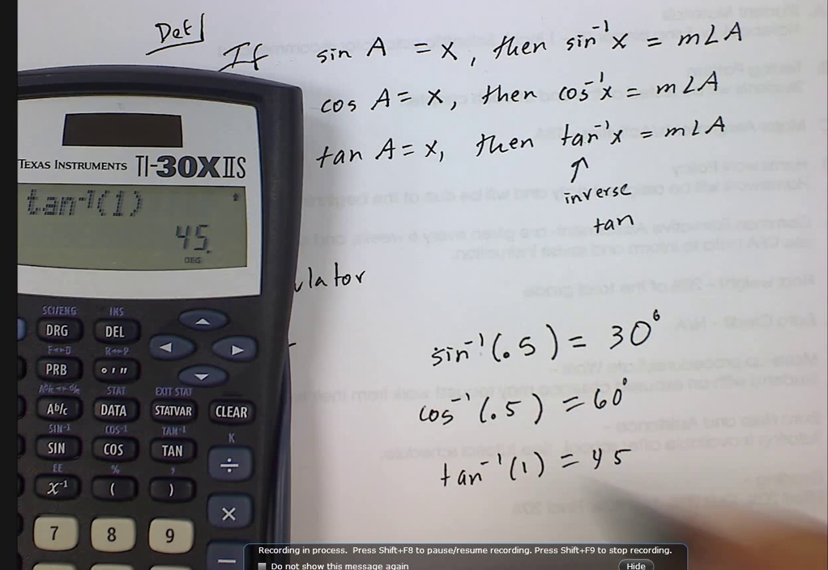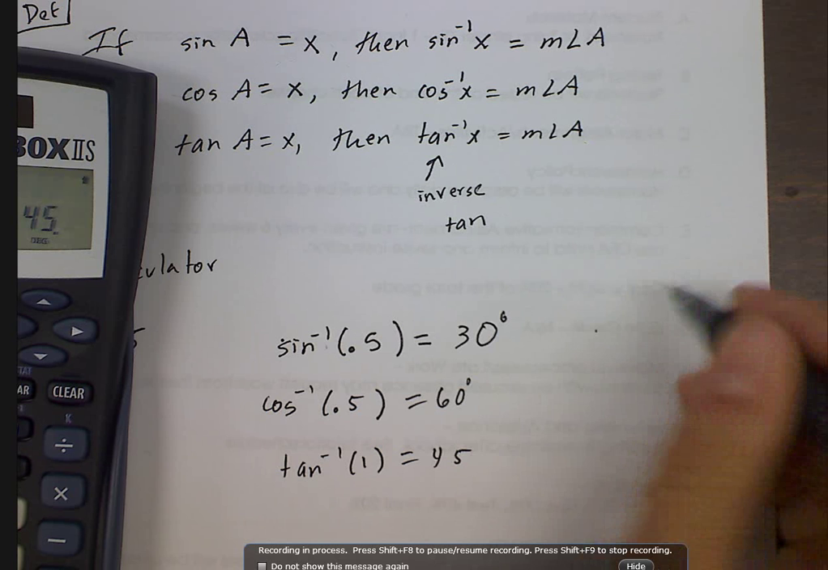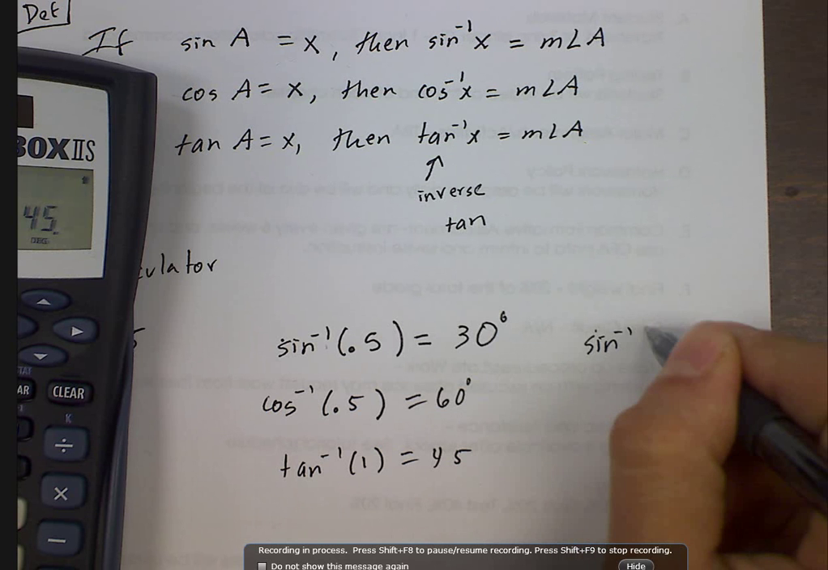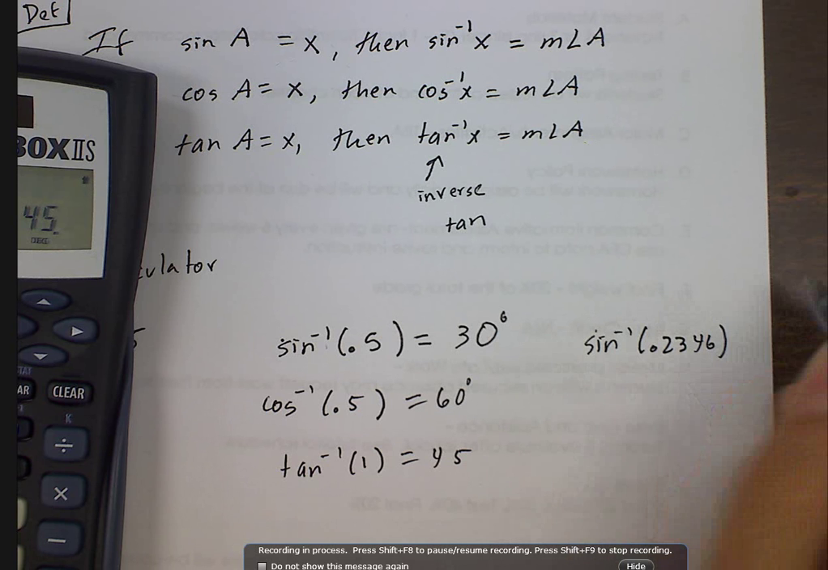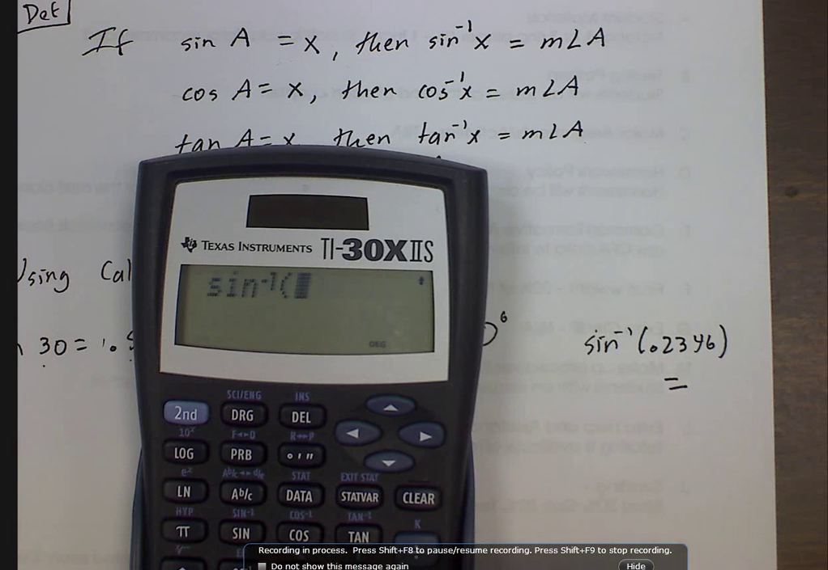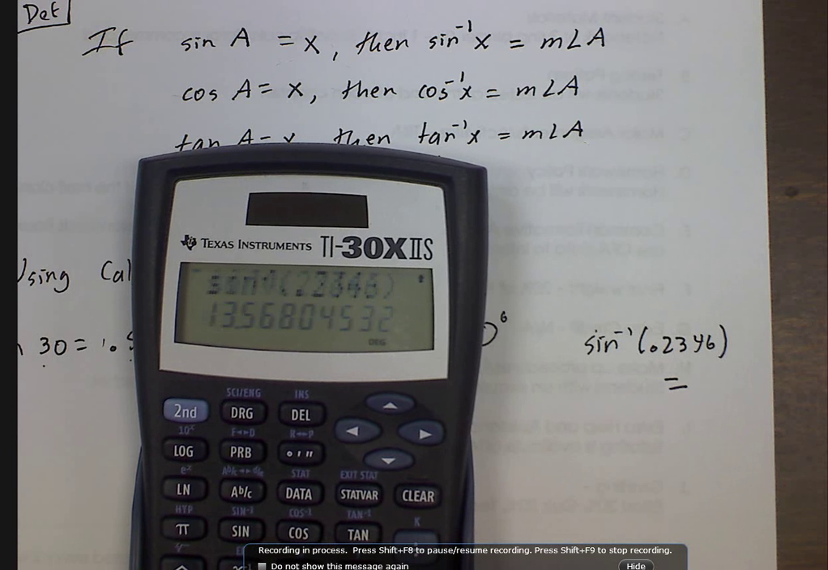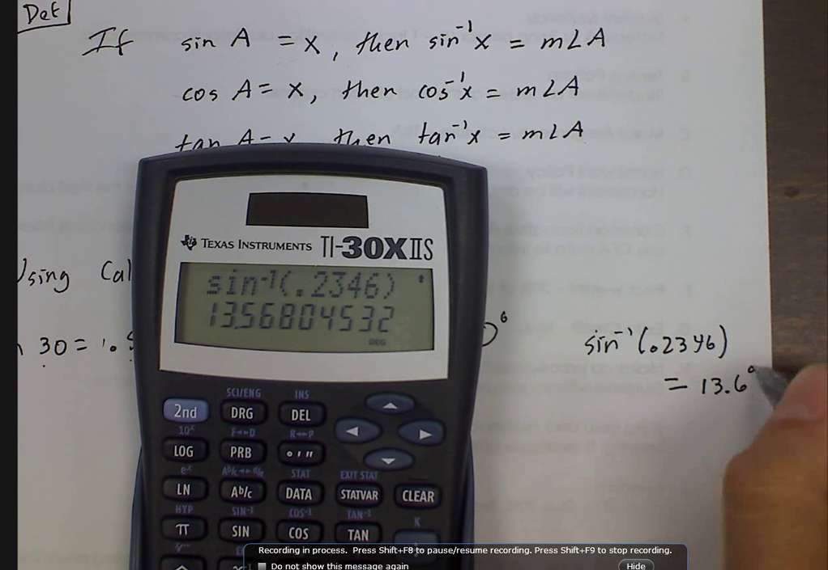Okay, now let's try one more. Let's just pick something random. Let's do sine inverse of 0.2346. Let's see what we get. So second sine of 0.2346. That gives us 13.566 degrees. We will round up.